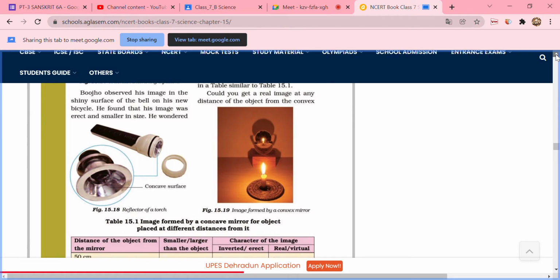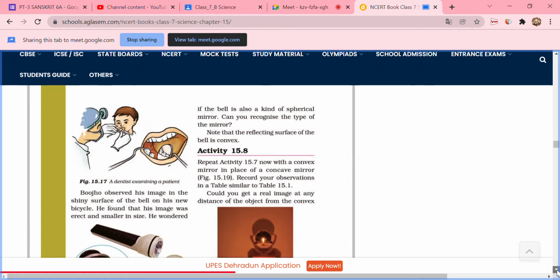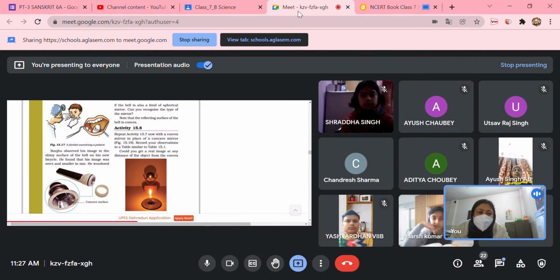The bell that you ring on a cycle, what kind of mirror will it be? It will be a convex mirror, right? Ma'am, convex. So what will happen? Always it will diverge the rays of light, and a small, diminished, erect image will be formed.